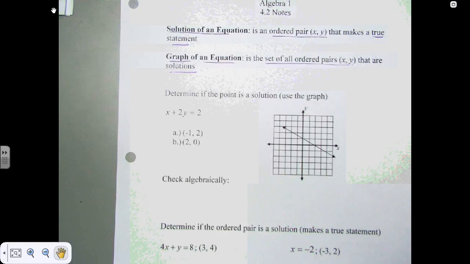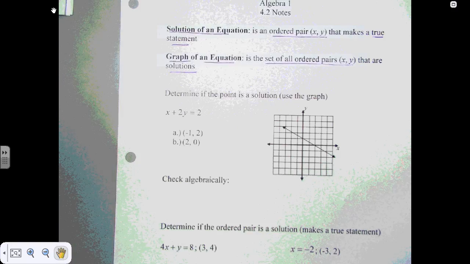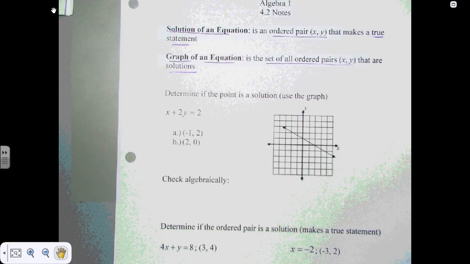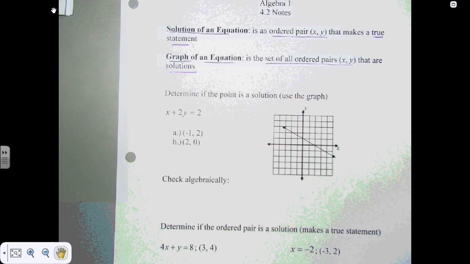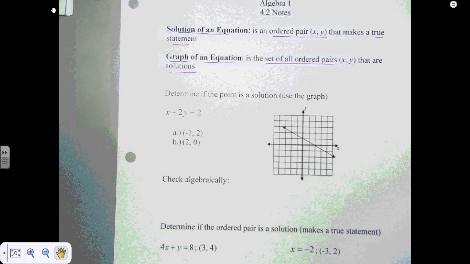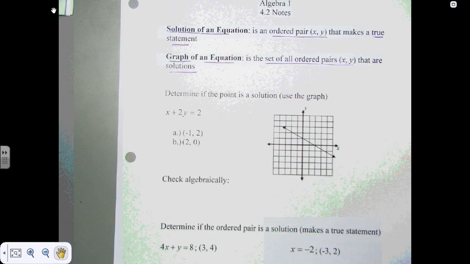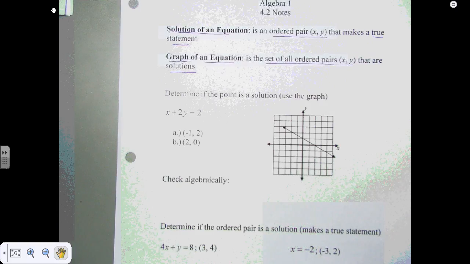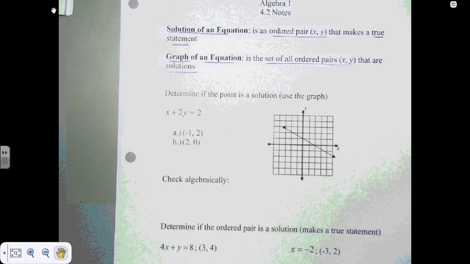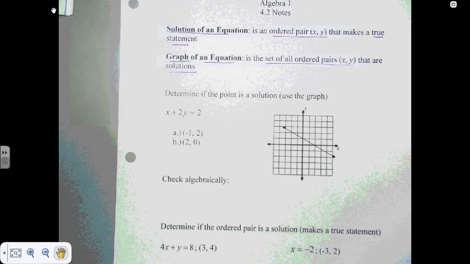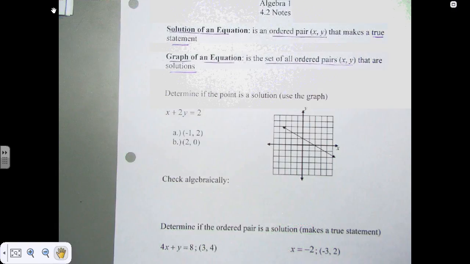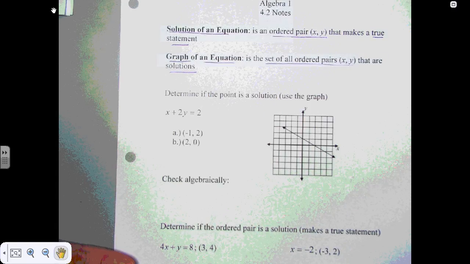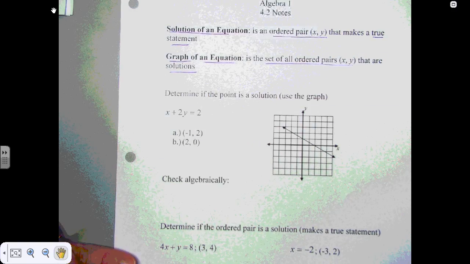All right, eyes up front. Has every group done A and B? Yes. All right, have we compared answers? Yes. Do we agree? All right. How do you determine from the graph? So it's negative 1, 2. All right, guys, eyes up front. Is negative 1, 2 a solution? What did your group decide? Yes or no? So how did you decide that?